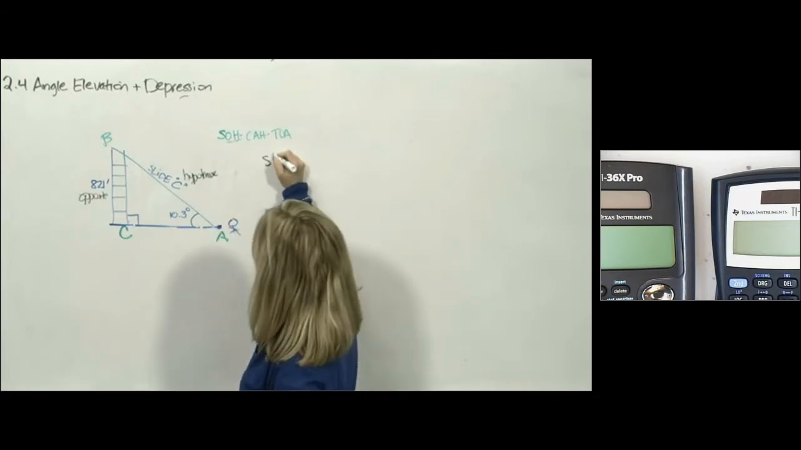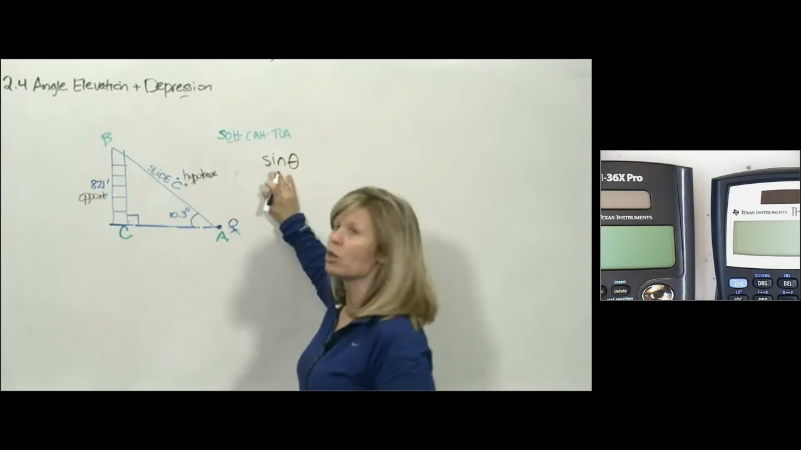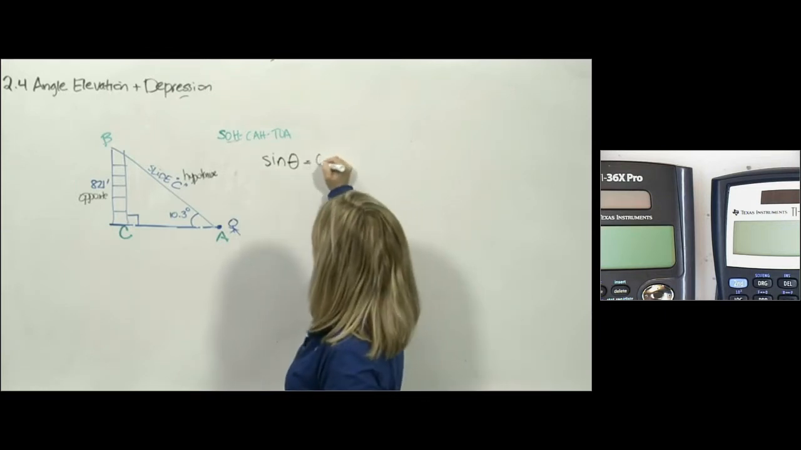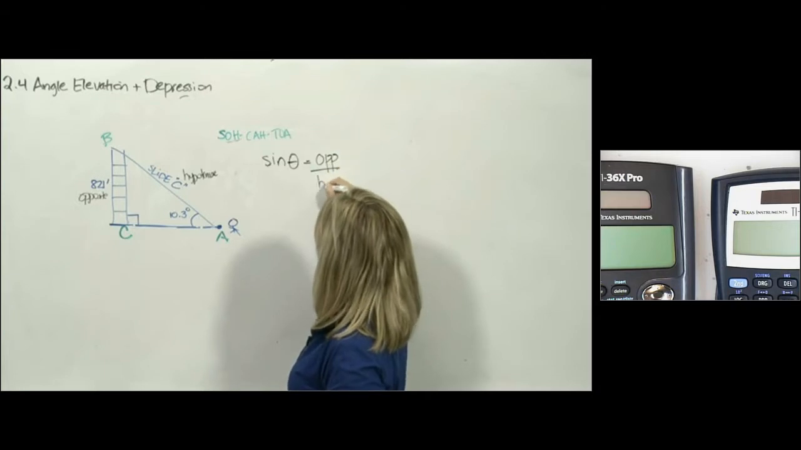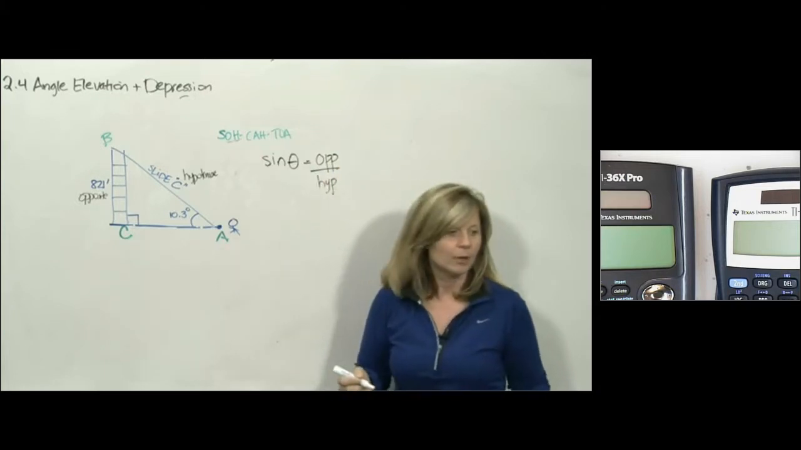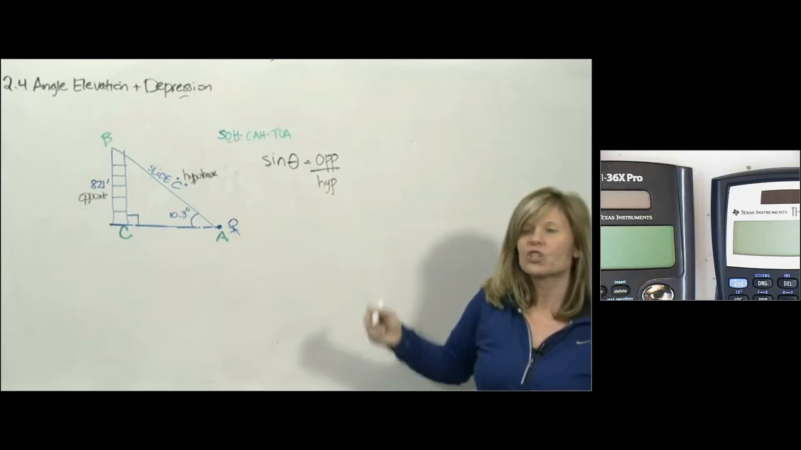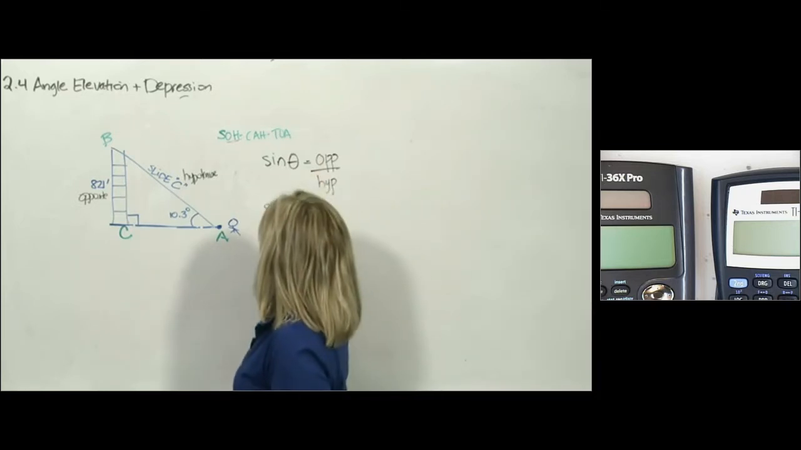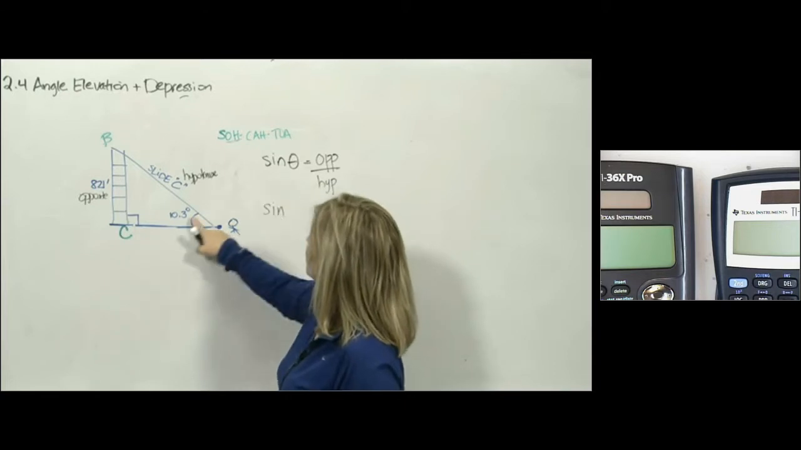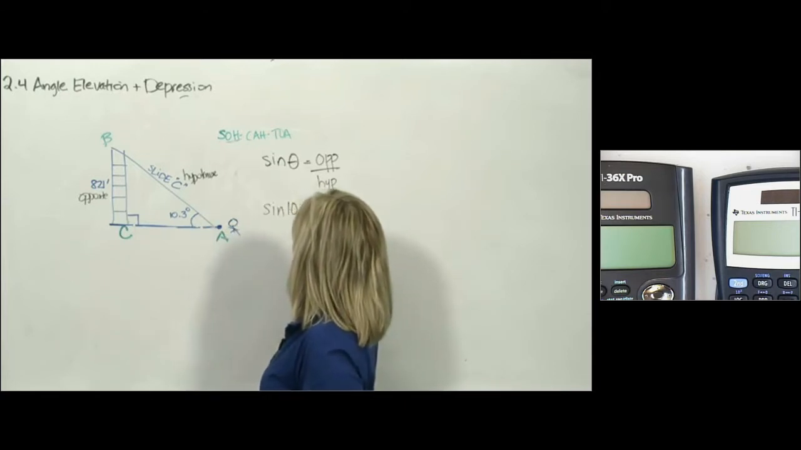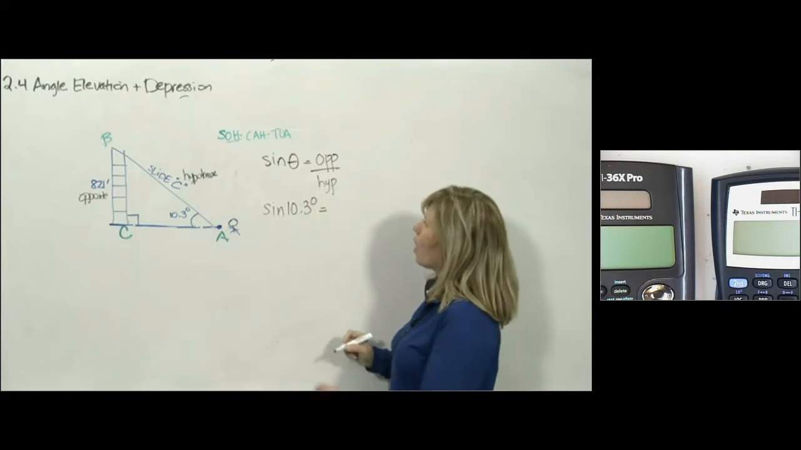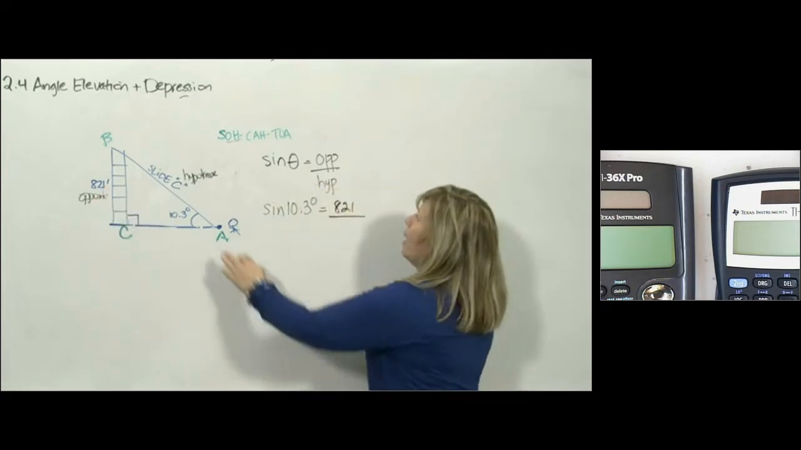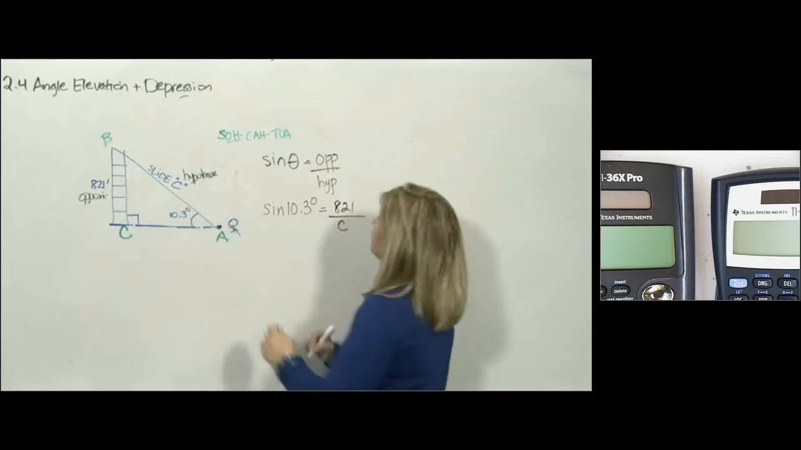So we're going to set up sine theta. Remember, you don't ever write a trig function without an angle behind it. Equals opposite over hypotenuse. Once we get here, we're just going to fill in our equation with what we know. Sine, we know our angle is 10 3/10 degrees. We know our opposite side is 821 feet. And we know our hypotenuse is C.